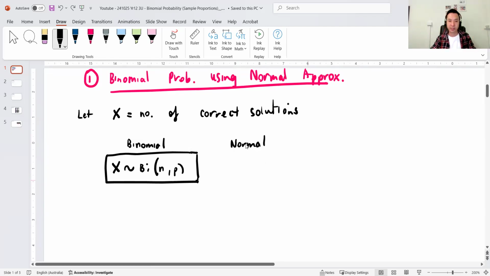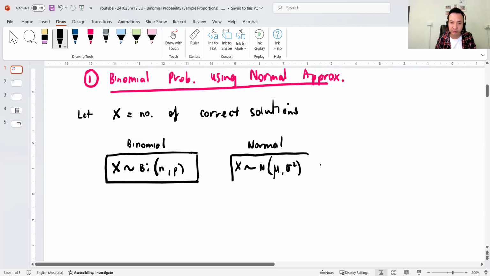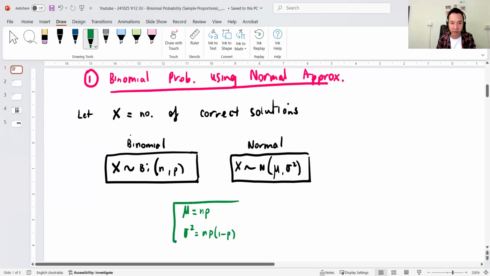So with the normal distribution, what we want to do is redefine X as a normal distribution with mu and sigma squared as our parameters, mean and variance. Now, how do we get from binomial to normal? We let or derive mu as np, that's the expected value, and sigma squared as np(1 minus p). That's the converter. So if we express this, we go up here.